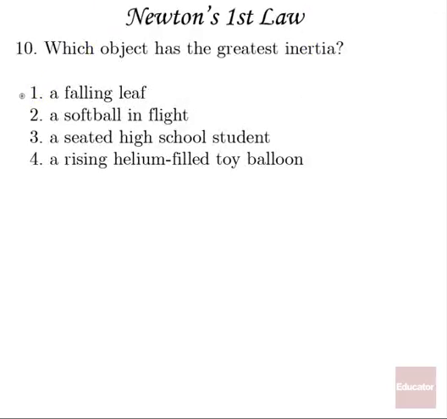And finally, number 10 here. Which object has the greatest inertia? A falling leaf, a softball, a high school student, or a helium-filled toy balloon? Well, again, if you don't like the word inertia, think of mass. By far the most mass out of those choices is the seated high school student. Has a mass of around 60, 70 kilograms, probably a typical high school student.